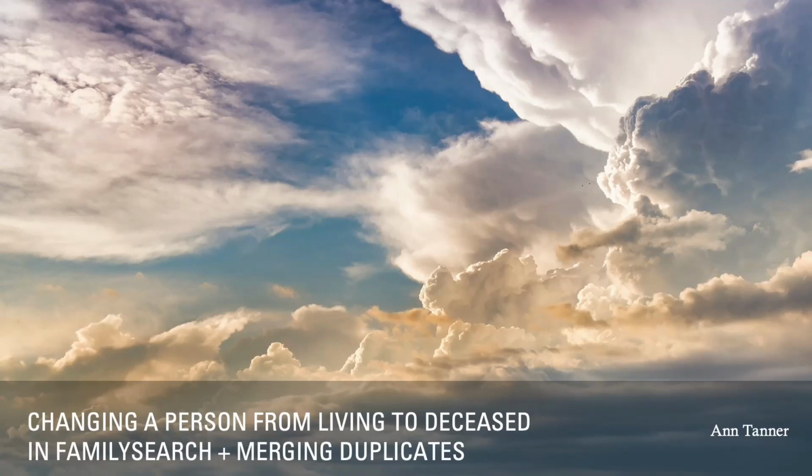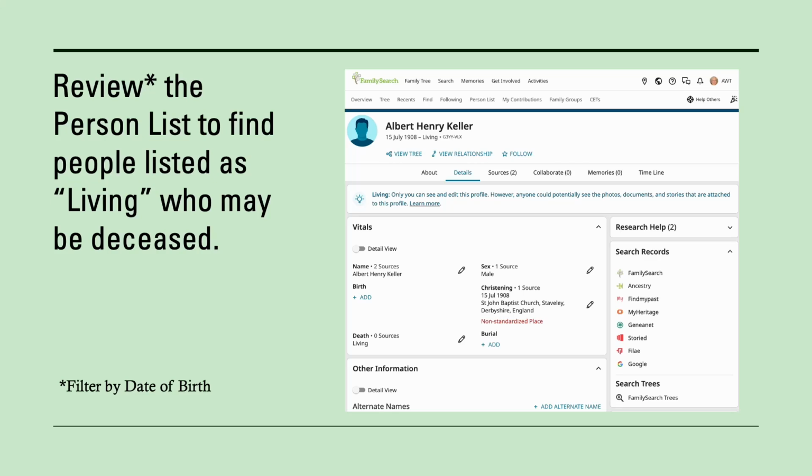This presentation will discuss how you change a person in FamilySearch who is listed as living, but who has been verified as deceased. This process is relatively straightforward, but you may then encounter a duplicate or several duplicates who will need to be merged. The easiest way to find people who are marked as living is to use the person list to find those people.